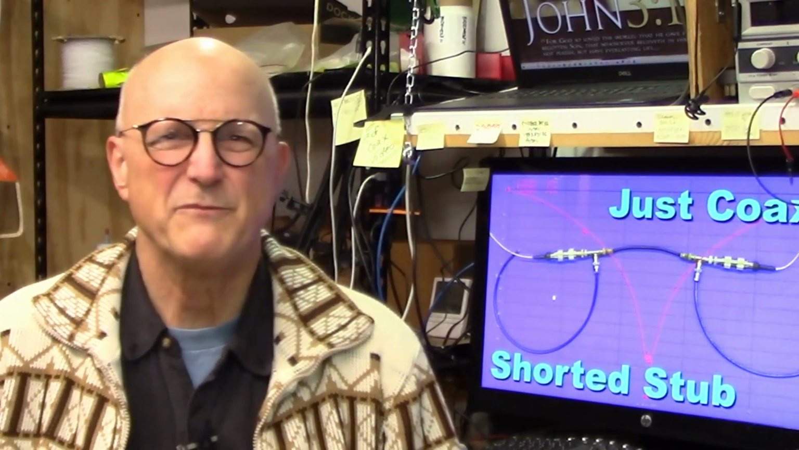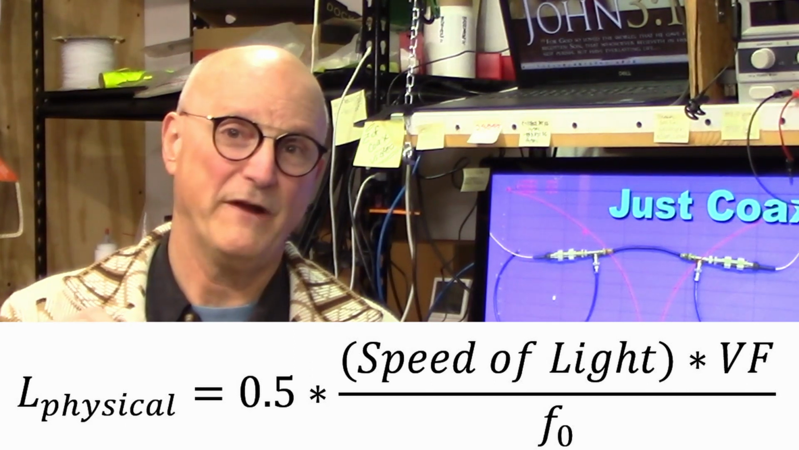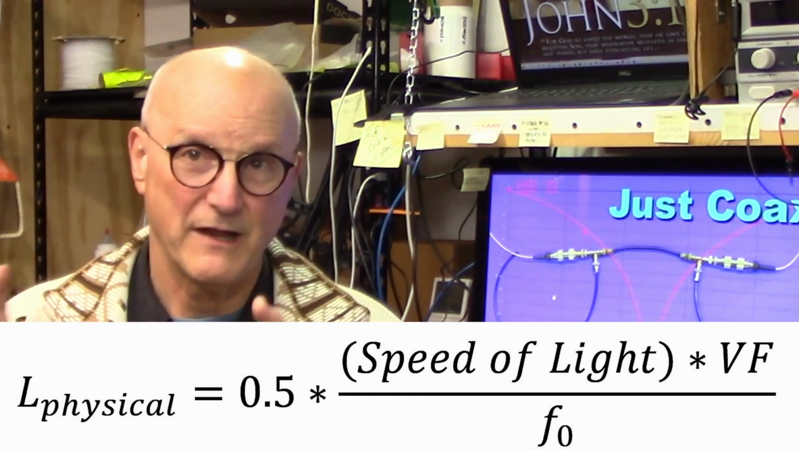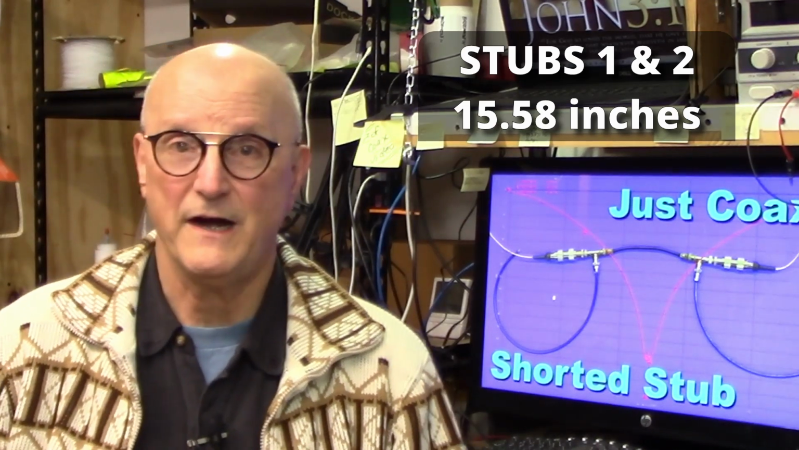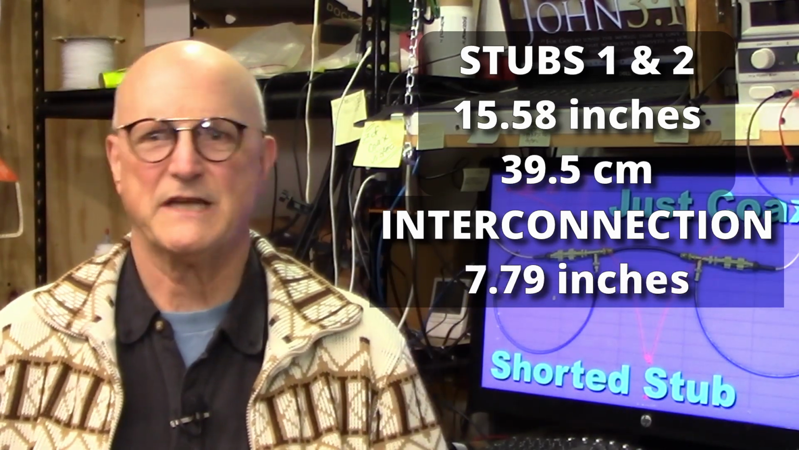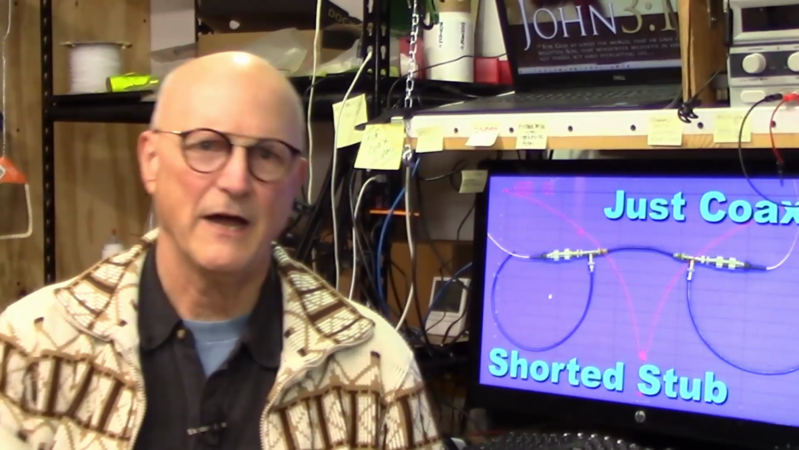So how long do our stubs need to be to make this work? Well, we will use this equation. The physical length is equal to 0.5, because that's the number of wavelengths long our coax needs to be, times the speed of light, times the velocity factor, which is 0.66, all divided by our frequency in question, which is 250. So stubs 1 and 2 with a frequency of 250 megahertz need to be 15.58 inches or 39.5 centimeters long. Now the interconnecting coax is just half that because it's a quarter wavelength, and that comes out 7.79 inches or 19.79 centimeters.